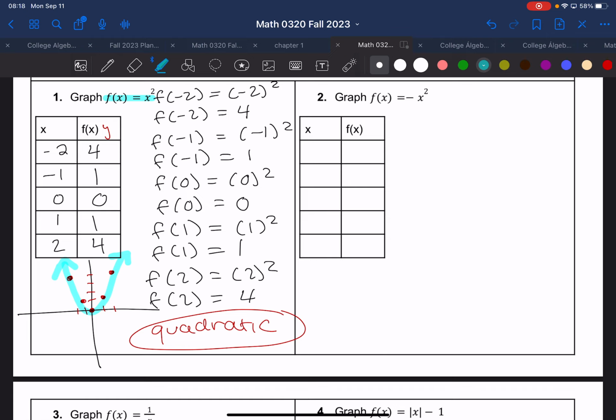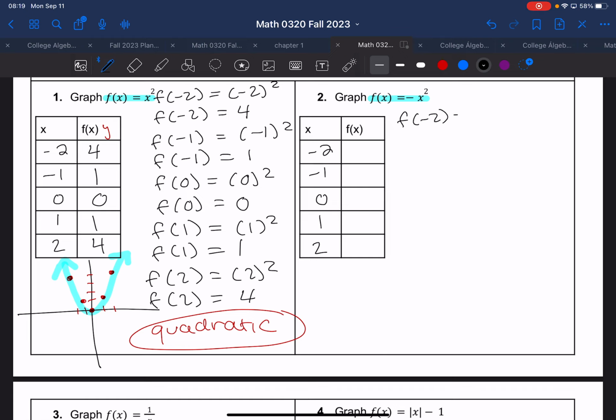Okay. So looking at number 2, this f of x is equal to negative x squared. Right away we know this is what type of function? Quadratic. And what do you think that negative is going to do to it? It's going to go negative, or in the negative direction. Good, it's going to turn upside down. So we're going to show that by plugging in our same x values.